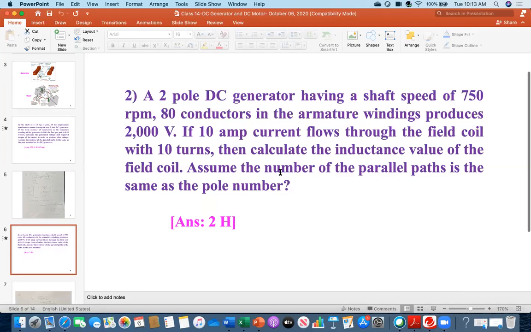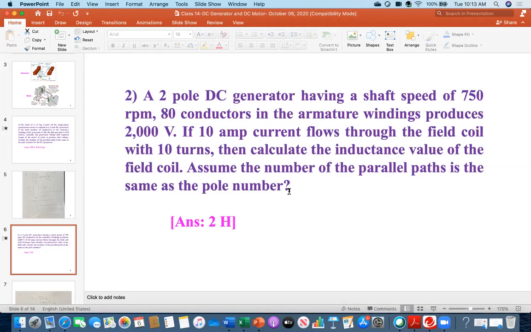Everybody see, please read this problem. A two-pole DC generator having a shaft speed of 750 rpm, 80 conductors in the armature windings produces 2000 volt. If 10 ampere current flows through the field coil with 10 turns, then calculate the inductance value of the field coil. Assume the number of parallel paths is the same as the pole number.